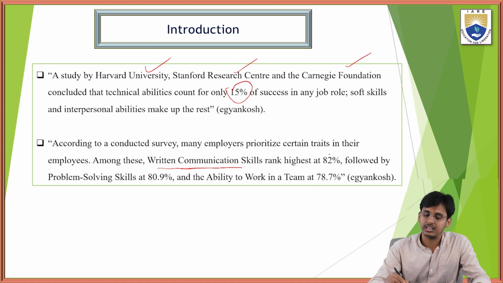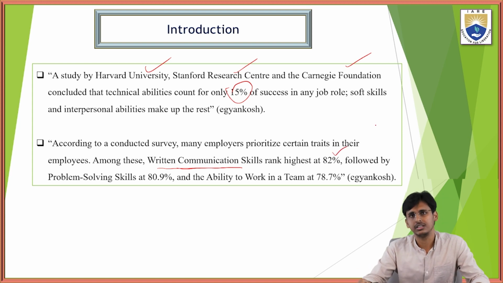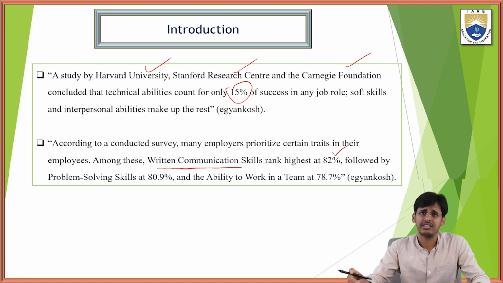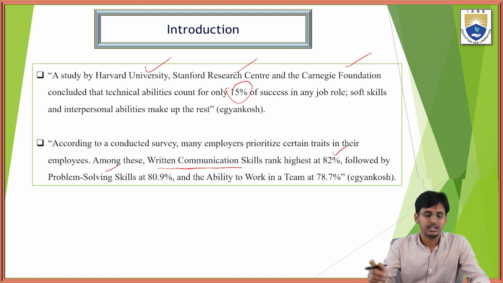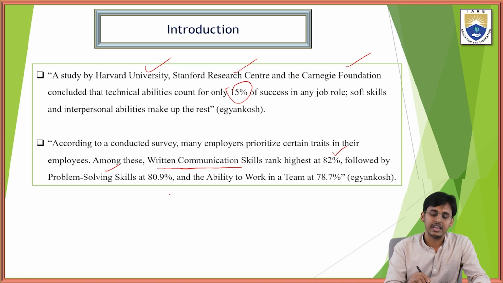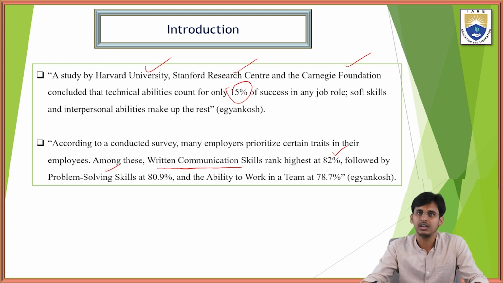The survey said that it is 82%. 82% of employees lack this written communication skill. Problem solving is next. Here you see that almost 80.9% of employees lack problem solving ability. And teamwork is another soft skill that almost 78% of employees lack.